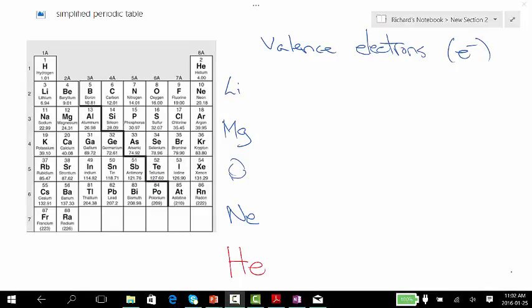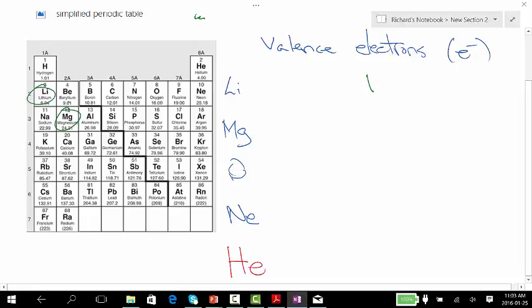In the simplified periodic table, every column has a group number at the top of the column. So, for example, the first column has the group number 1A. The second column has the group number 2A. The group number represents the number of valence electrons that any element in that column will have. So, for example, the element lithium will have 1 valence electron because it is in group 1A. There's lithium, it has 1 valence electron.